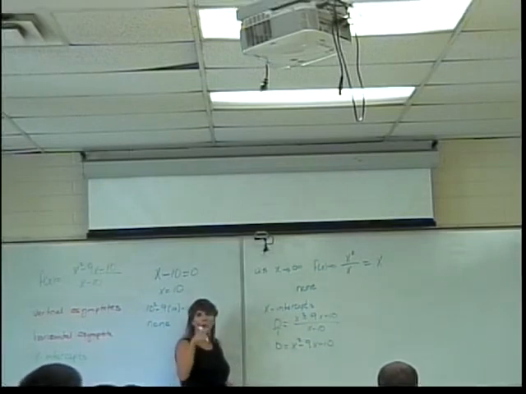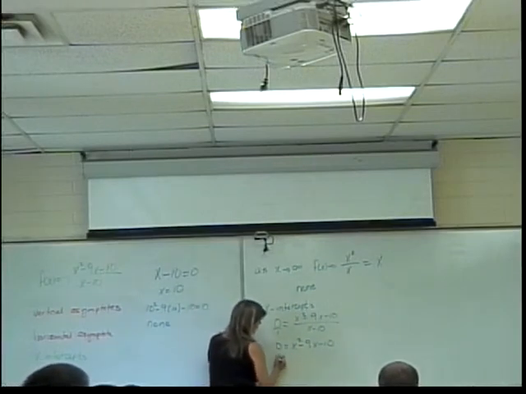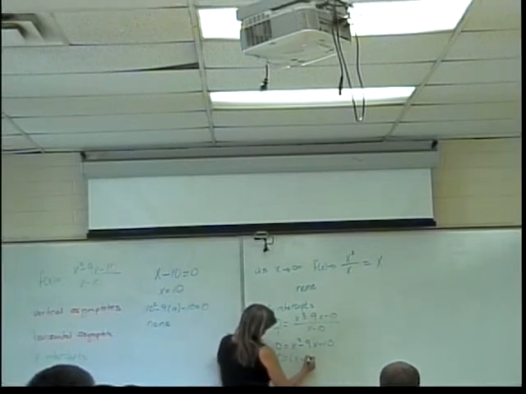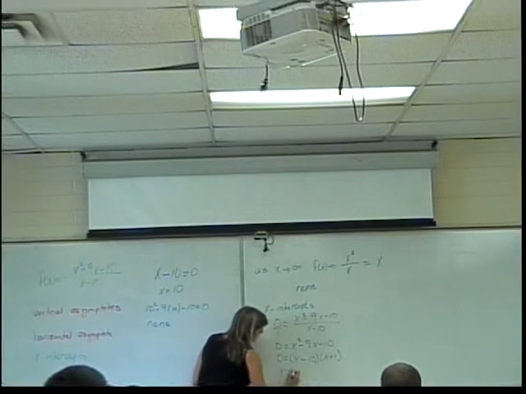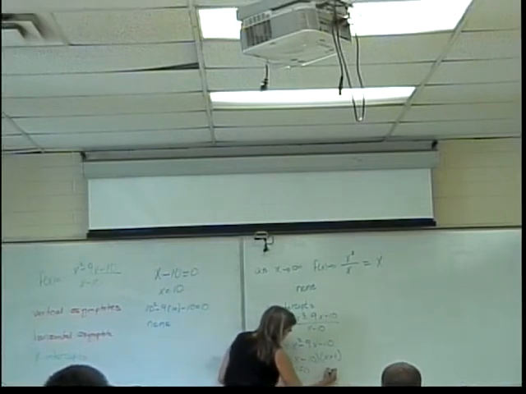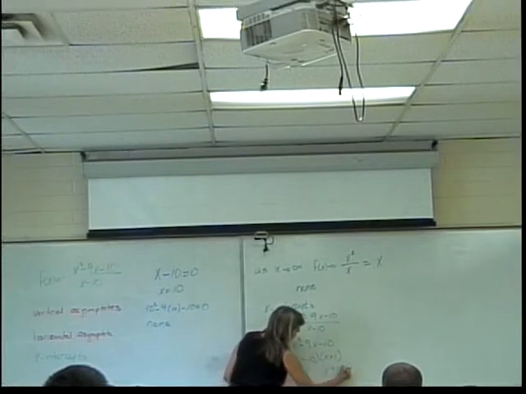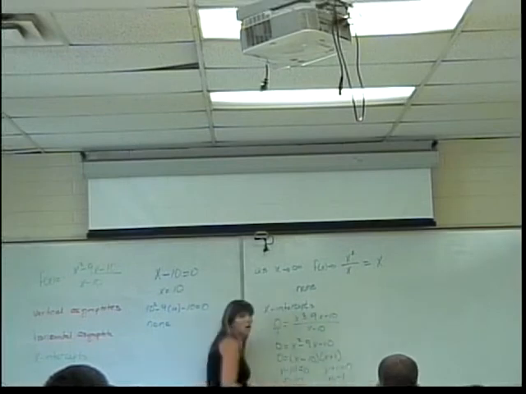Now I'm ready to factor. If you see that it factors, great; if you don't, you can use your quadratic formula. I get x minus 10 times x plus 1. So this gives me x minus 10 equals 0, so x equals 10. This gives me x plus 1 equals 0, so x equals negative 1.